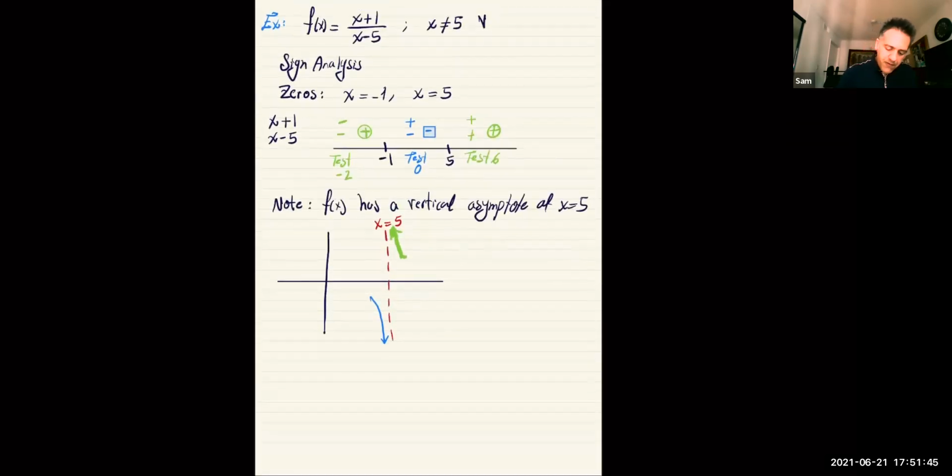So if I'm finding the limit as x goes to 5 from the left, that limit is negative infinity, going down from the left of 5. And on the right of 5, it's going to positive infinity. Okay, that's it. And of course, the limit doesn't exist.